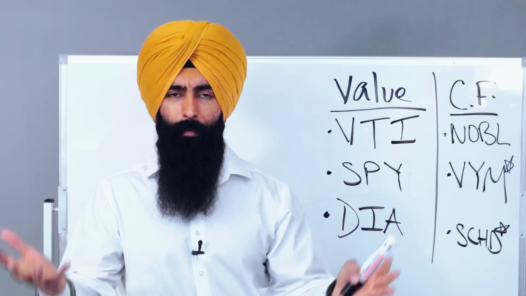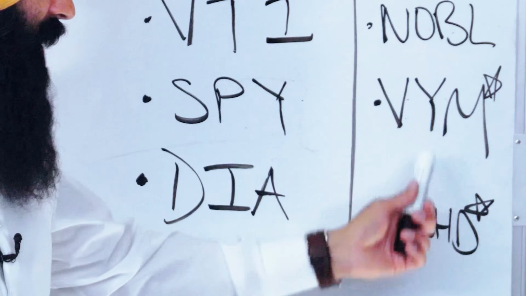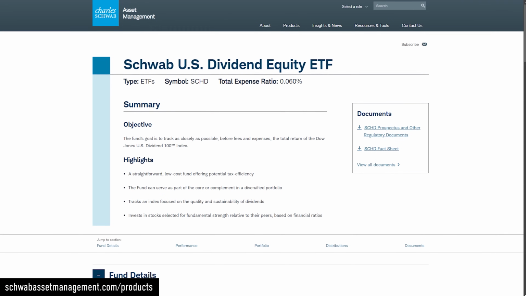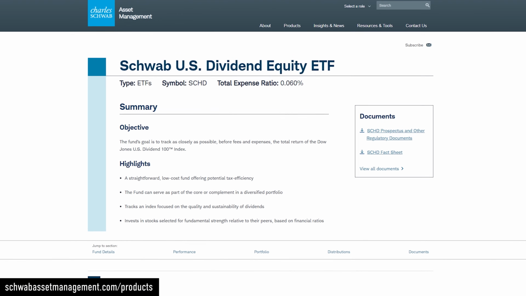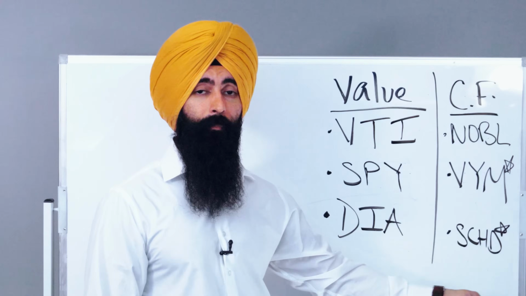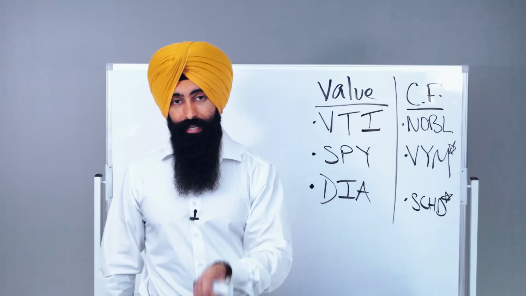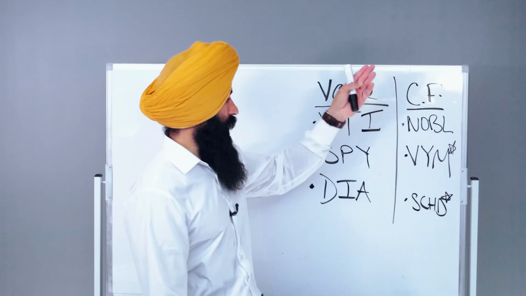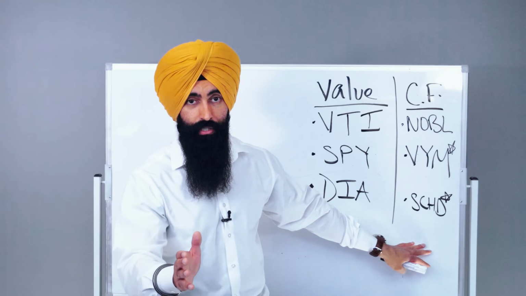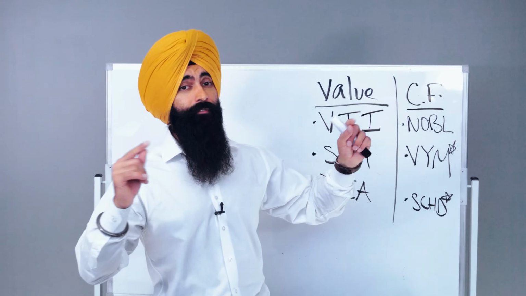A similar type competitor to that is SCHD. This is an ETF created by Charles Schwab. Again, focus on investing in dividend-paying companies inside of the United States. So if you're looking to invest in companies inside of the United States that are paying out dividends, here are a few examples to start your research. Not telling you what to invest in, giving you examples.